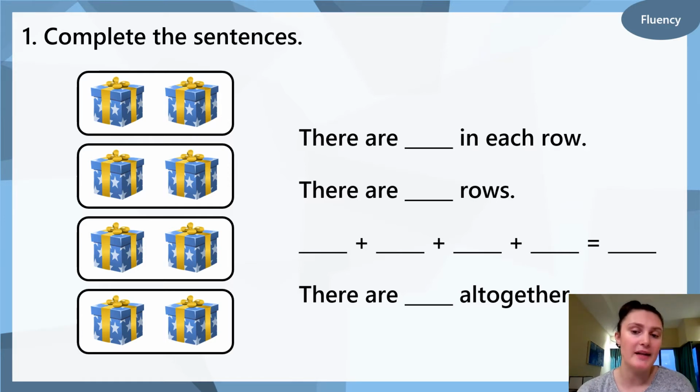Okay, so on your paper, I'd like you to write number 1 for question 1. And we're just going to be looking at what we did yesterday, because it was a little bit tricky because we haven't done it before. So we're going to look at that again in case anyone is still a little bit confused. So our first question here, there are blank in each row. Look at one row and count how many presents there are. I want you to write the answer then on the line. I've done that very messy. Let me do that again.